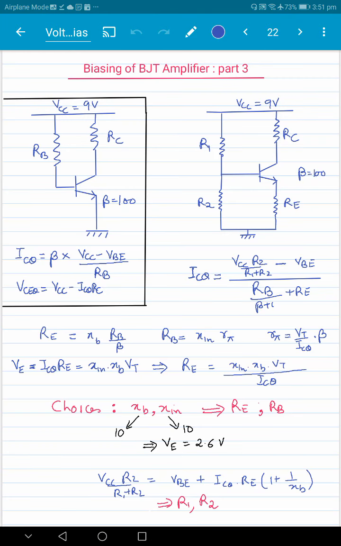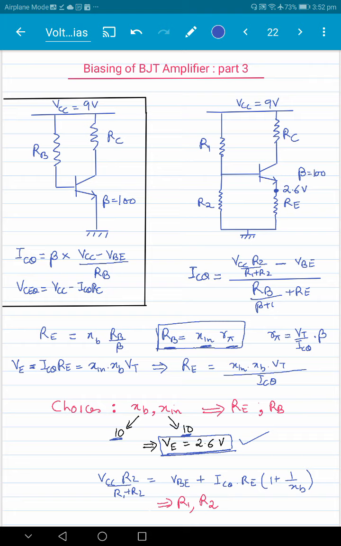So in our design, what we will do is take the value of Xb to be 10 and Xn to be 10 here. So we'll make Re 10 times Rb by beta, and we'll make Rb also 10 times the value of R pi. And so we will get VE equal to 2.6 volt here. So that's a reasonable design, because the circuit is reasonably insensitive to beta, and Rb also then doesn't have much impact on the input resistance because we've taken it 10 times. So this voltage becomes fixed at 2.6 volt.